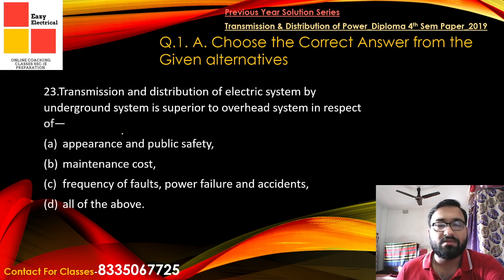Now coming to the last question, the transmission and distribution of electrical system by underground system is superior to overhead system in the respects of. So here they are saying the transmission and distribution system of the electrical system by underground system is superior to the overhead system, because see what they have given: appearance and public safety. Yes, that is true. Maintenance cost, that is true. Frequency of faults and power failures and accidents, that is also true. So all the above will be the answer.